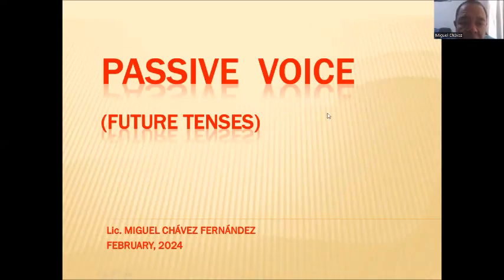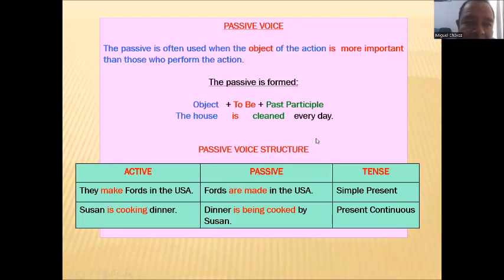Okay, today we are going to continue with passive voice. But in this class, we are going to check how to form the passive voice with future tenses. Remember that the passive is often used when the object of the action is more important than those who perform the action. The passive is formed by the object, then to be, then past participle. Remember that these are the basic elements to form the passive voice.